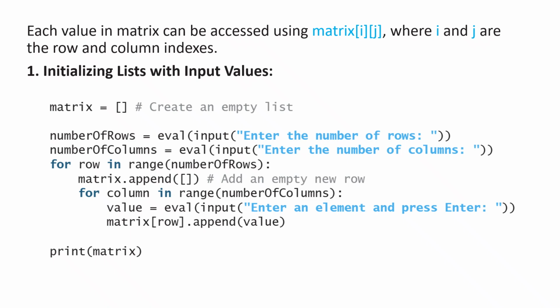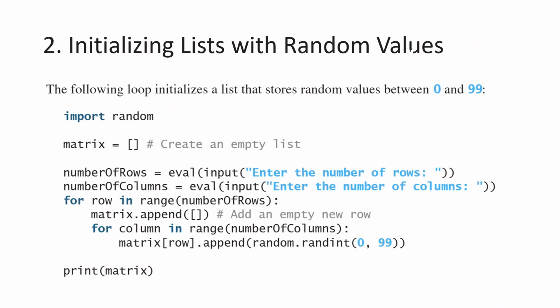Initializing a list with input values. matrix = [], which is used to create an empty list. numberOfRows = eval(input("Enter the number of rows")). numberOfColumns = eval(input("Enter the number of columns")). for row in range(numberOfRows): matrix.append([]), which adds an empty new row. for column in range(numberOfColumns): value = eval(input("Enter an element and press enter")), matrix[row].append(value). print(matrix).